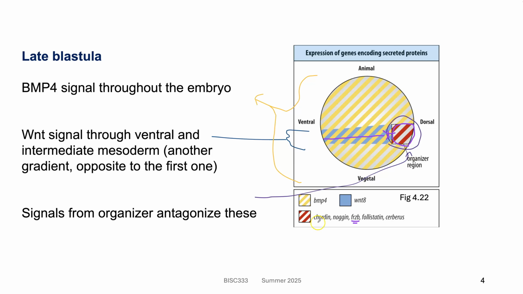It just gets in the way so that it can't signal. And some of these others, chordin, noggin, follistatin, and Cerberus, they are responsible for basically working in all directions away from the organizer region. They're going to counteract BMP and in some cases Wnt as well.